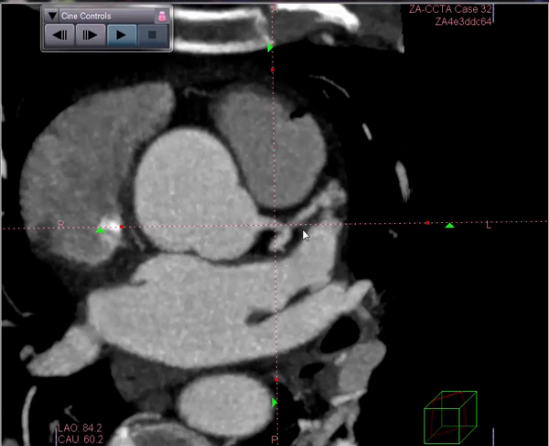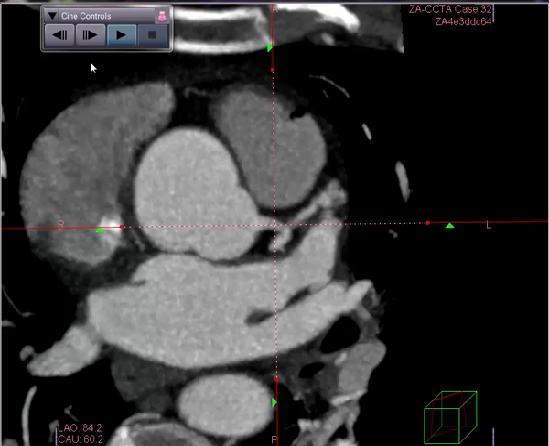This is case CCTA number 32. This is a 48-year-old man who is an active smoker who has a presentation of atypical chest pain. He has a strong family history of premature coronary artery disease. It's a very complicated case with very interesting plaque characteristics.